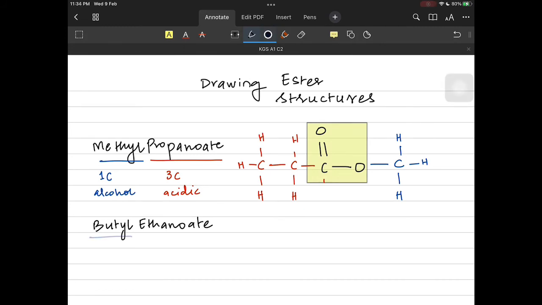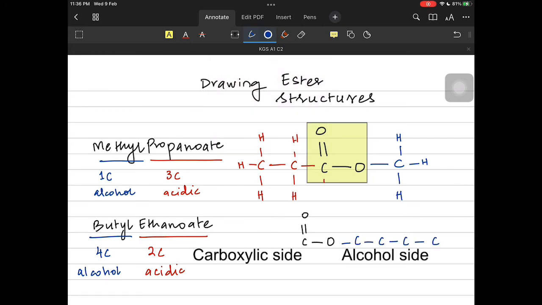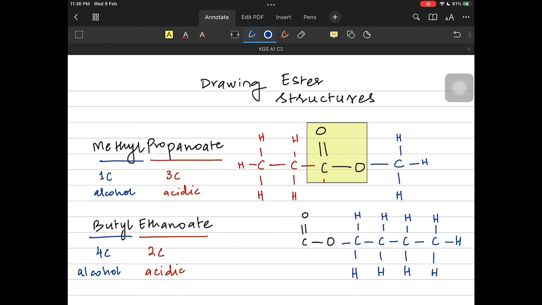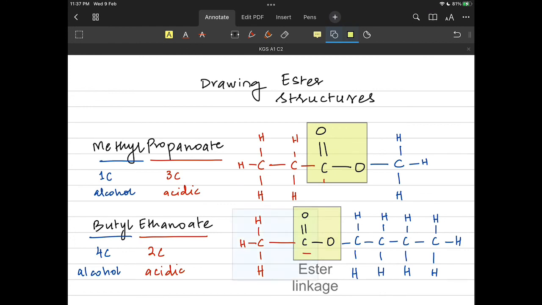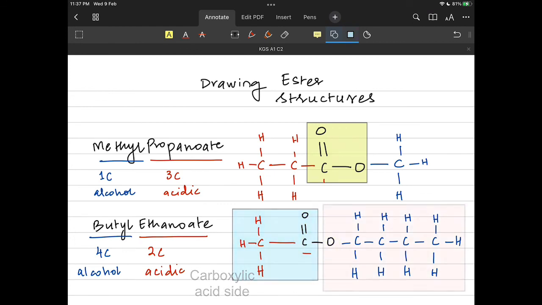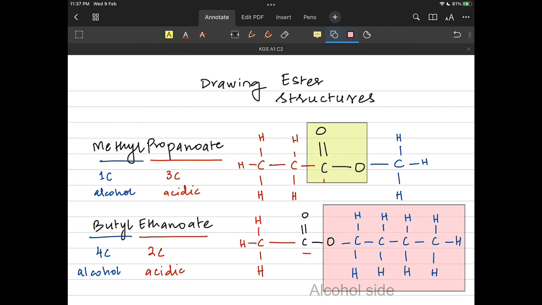Now butyl ethanoate means that 4 carbon alcohol, because alcohol comes first in the naming, and then ethanoate means a 2 carbon acidic side. Again guys, draw the structure of the ester linkage first. A carbon with a double bonded oxygen, then 1 more oxygen. The left side is the carboxylic acid side, right side is alcohol. Draw 4 carbons for the alcoholic side along with the hydrogens, and on the carbon double bonded oxygen side, draw 1 more carbon to get a total of 2 carbons for the ethanoic side. You can see ester linkage in the center, you can see carboxylic side on the left, you can see alcoholic side on the right side. Guys, this is how we draw esters.